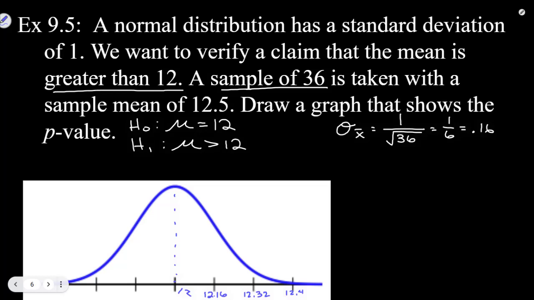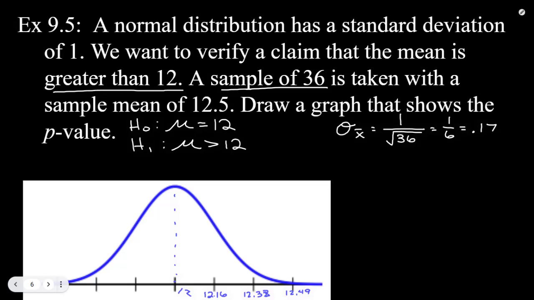The next one, 12.48, rounds up to about 12.5, and that would be 3 standard deviations. I think this one rounds up because 1/6 is not exactly 0.16. It's actually, now that I think about it, closer to 0.17. So we should have maybe done that. Okay, but this is the general idea.